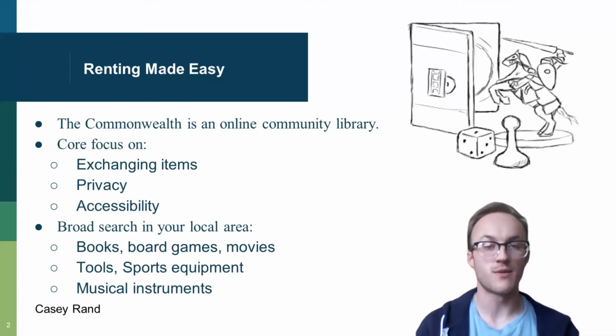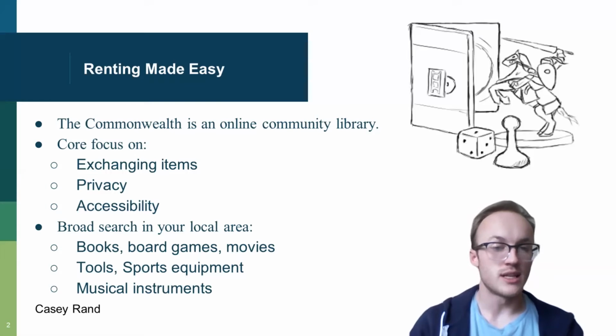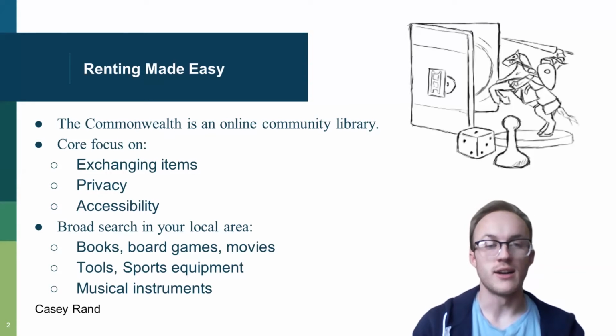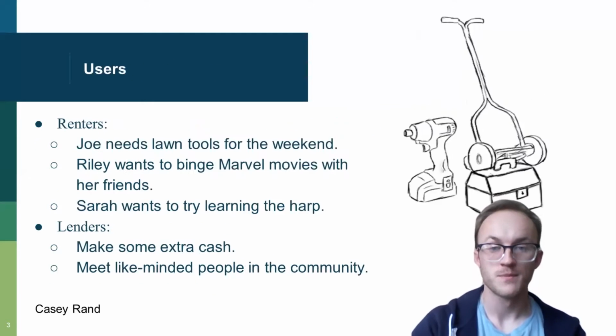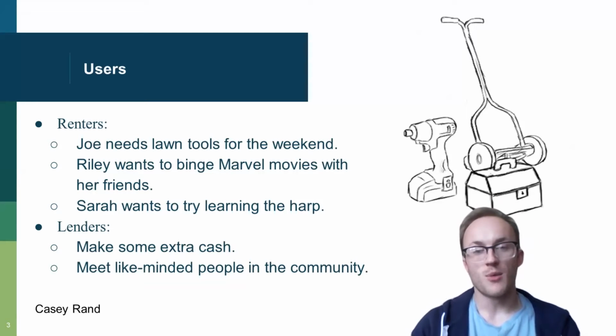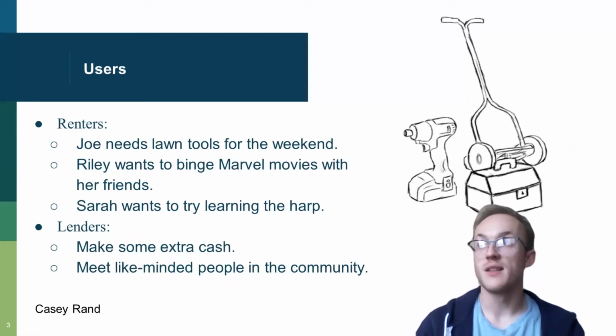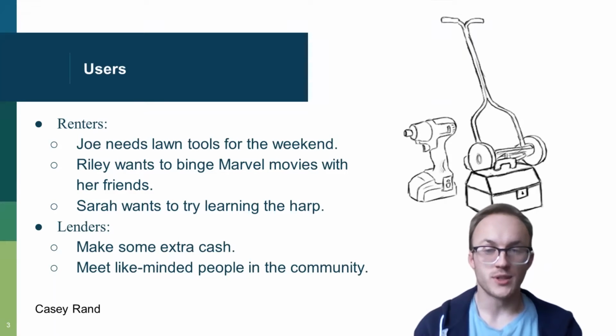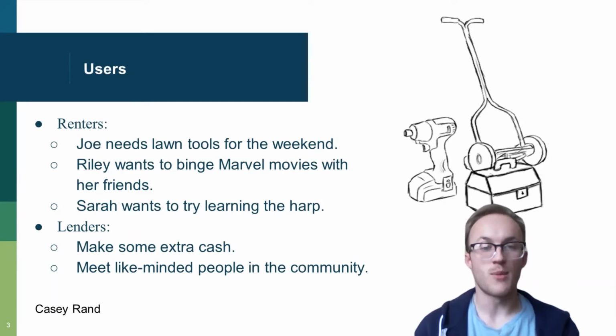We want this app to be easy for anybody to use, and you can use it to search items in your local area, such as books, board games, and movies, or more specialty items like tools or sports equipment or musical instruments. We can think of a specific user named Joe, who maybe broke his lawnmower last weekend and he still needs to work on his lawn this weekend. He can rent a couple of tools this weekend for 1 to 3 days for a modest price.